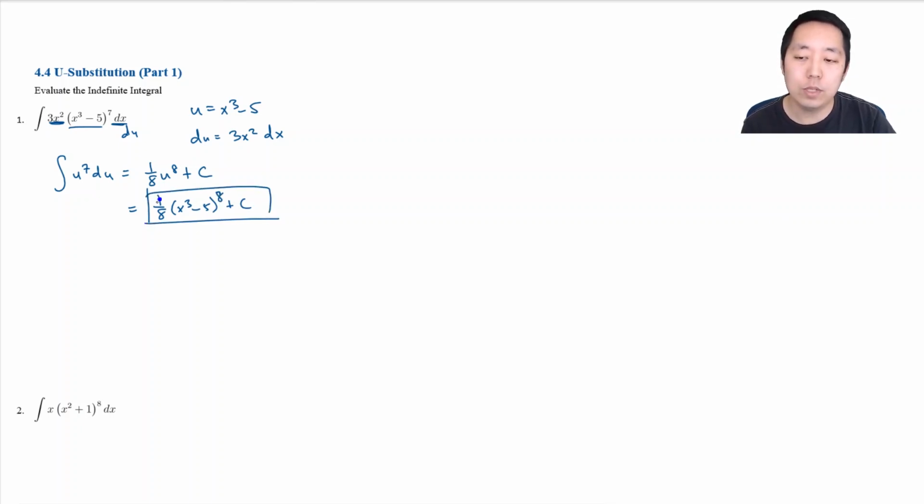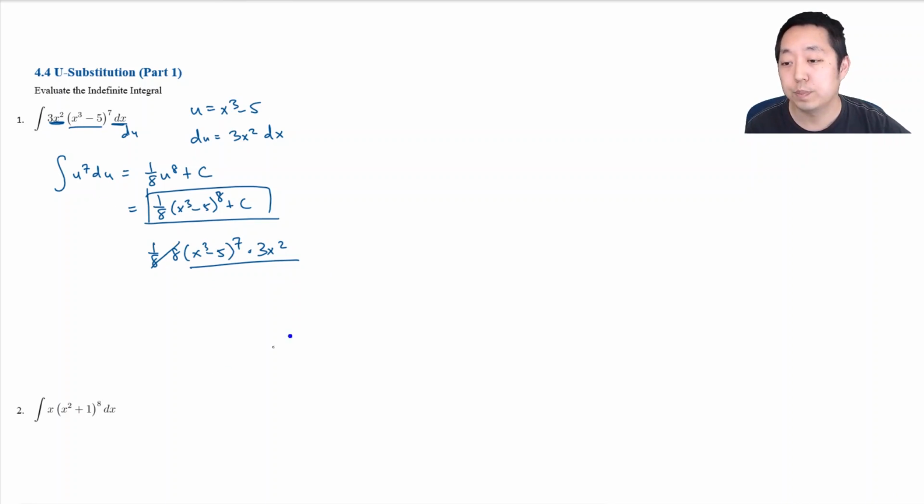And note, if I were to take the derivative of this, I would get this. I would do 1/8 times 8 (x cubed minus 5) to the 7th. And then because the inside's not x, I take the derivative of the inside, the 3x squared. These 8's cancel. And you see, I'm left with exactly what I started with. So that's the idea of the U-substitution that we're going to do.